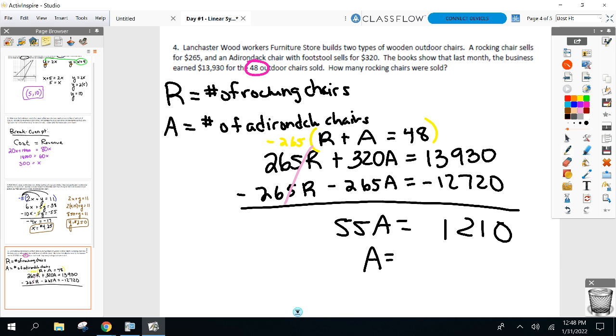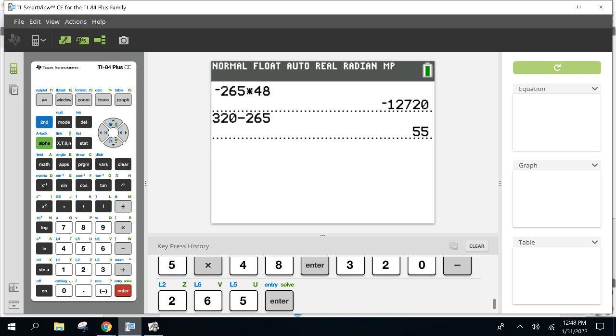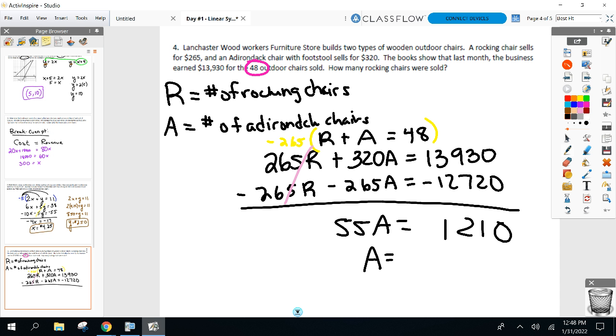when you get there, is that a statement or a question? Wait. 22. Wait, how'd you get 22? 320 minus 265, right? 320 minus 265 is 55. 22 Adirondack chairs.